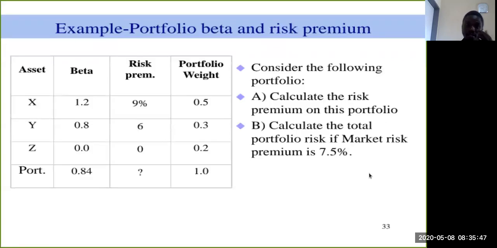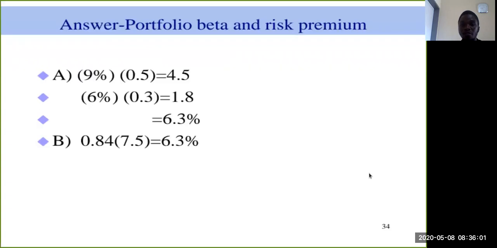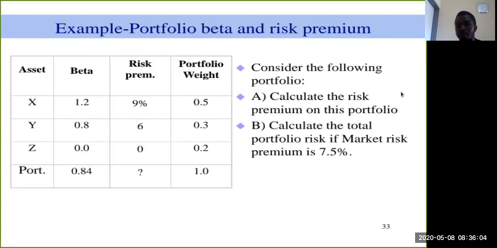So we've got an example of how we can use the arbitrage pricing theory to calculate the expected return on a portfolio or the premium of the portfolio. Consider the following portfolio. Calculate the risk premium on the portfolio. So for you to calculate the risk premium on a portfolio, these are the assets that we have in our portfolio. We've got X, Y, and Z.